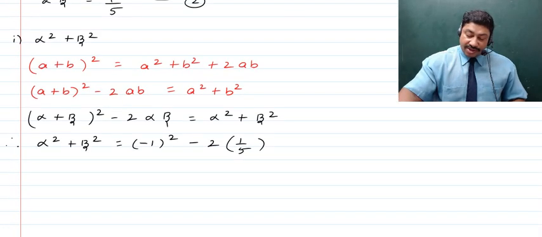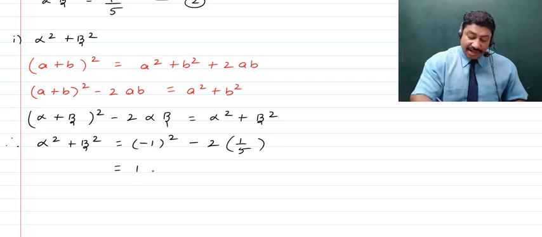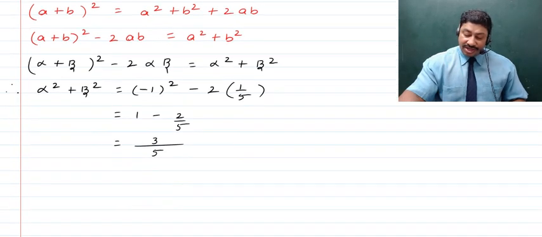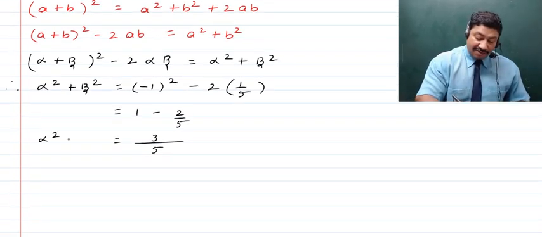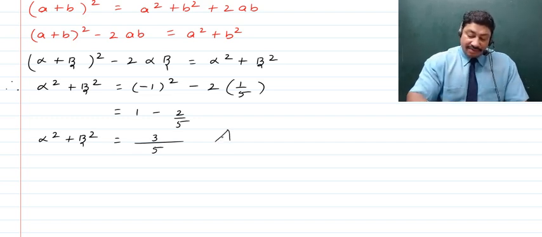Now children, further we are going to solve this out, as minus 1 square will become equal to 1, and this is further going to become equal to minus 2 upon 5. So further here, taking an LCM, which will become equal to 5, you'll have 5 minus 2, which is 3 upon 5, which thus is going to become the value of alpha square plus beta square, right? So this, children, is one of the answers that you have.